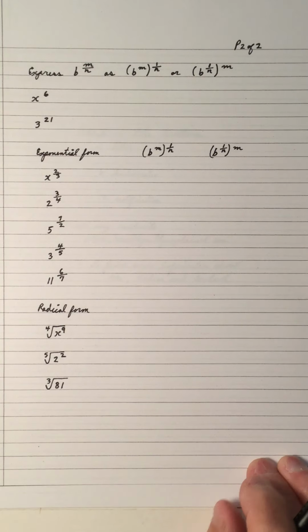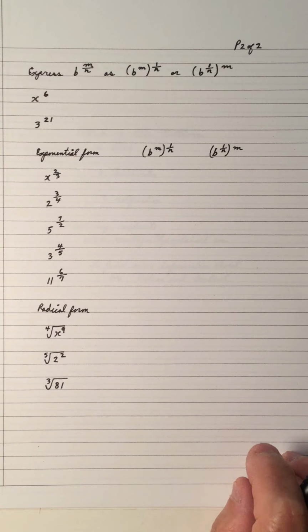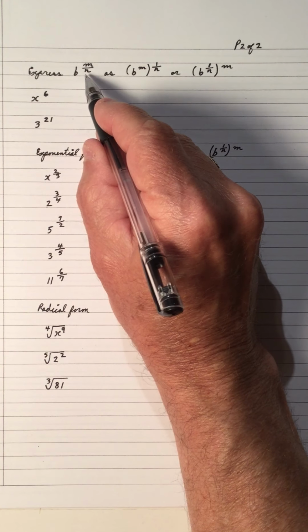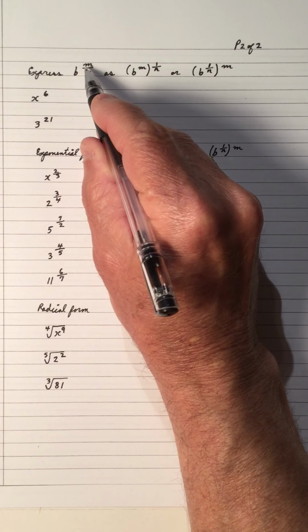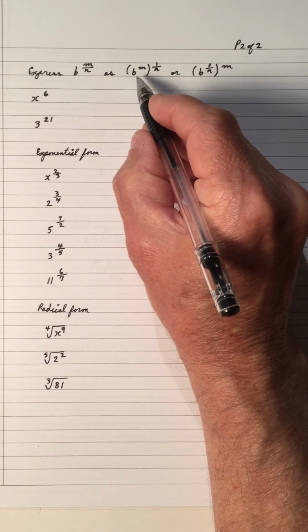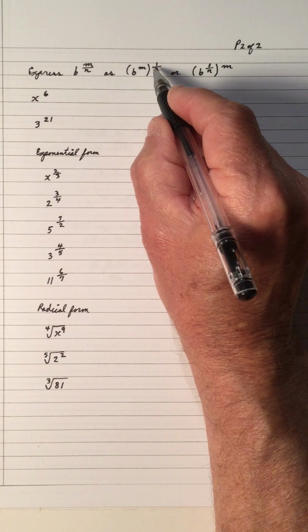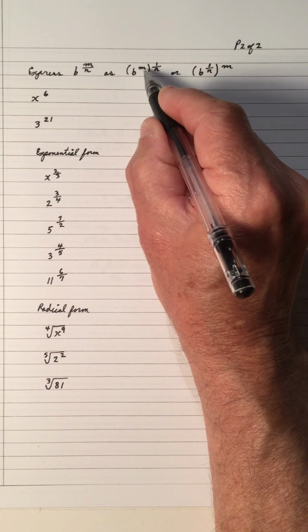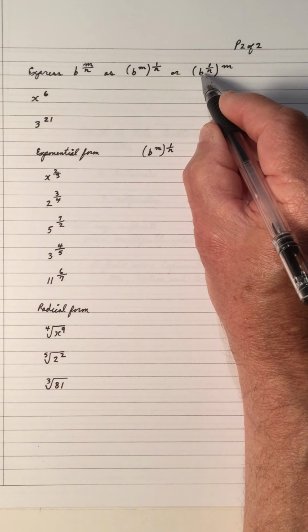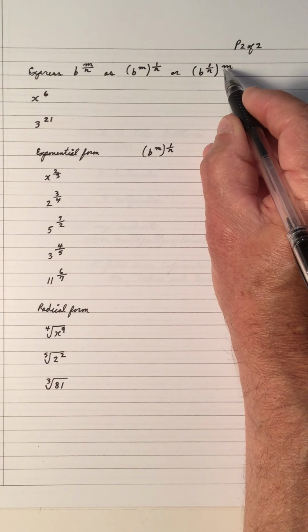The exponential form can be written down a couple of ways as b to the m over n, but I can also write it down as b to the m times 1 over n as a power, or b to the 1 over n times m.